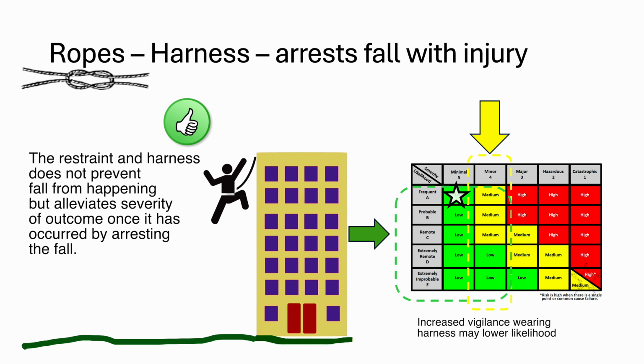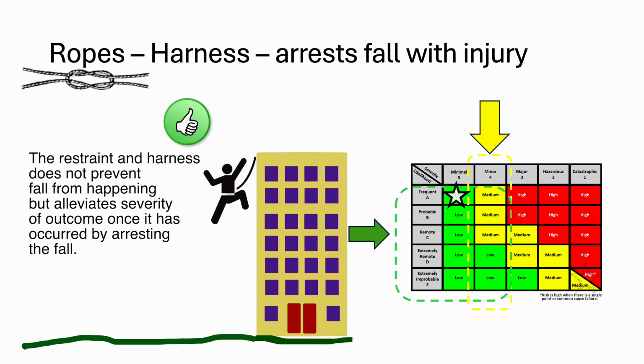Let's examine how harnesses function within a safety framework. Safety harnesses stop a fall in progress by absorbing and distributing the fall forces through the system. This reduces the impact on the individual, preventing catastrophic injury or death. In the safety matrix, this directly lowers the severity rating by mitigating the hazard's worst credible outcome.